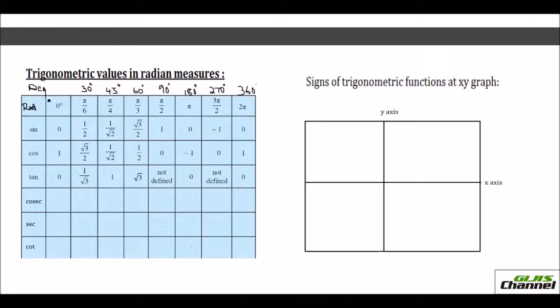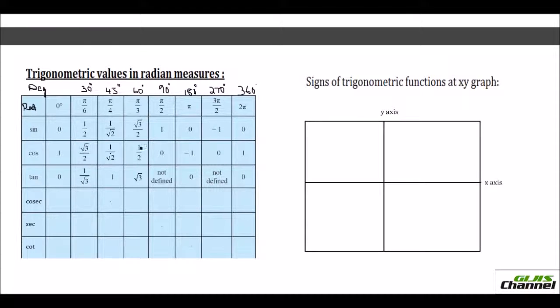So no confusion. We already know the degree measures of sine, cos and tan, so I have filled them in here. Here you have sine 0 is 0. I'll tell you the easy way to remember this. You just learn the values of sine theta alone. So it is 0, and at 30 degrees it is half. At pi by 4 it is 1 by root 2. At pi by 3 it is root 3 by 2. And at 90 degrees it is 1. At pi it is 0. And at 270 it is negative 1. And at 360 it is 0.